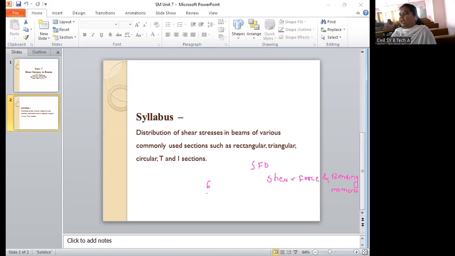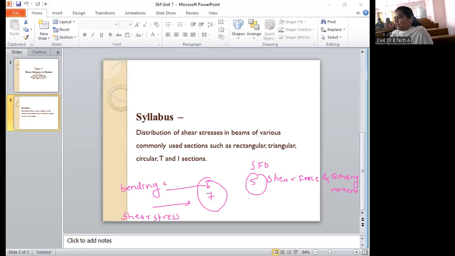So unit number 6 and unit number 7, these two units depend on unit number 5. Unit number 6 is related to bending stresses and unit number 7 is related to shear stresses in beams. Unit number 6 depends on half of unit number 5, and unit number 7 on the other half. If unit number 5 is clear, then there is not much to worry about in units 6 and 7. So please clear your concepts regarding shear force and bending moment diagrams, because these two units depend on it. In half the portion, shear force, unit number 7 depends, that is shear stresses in beam, and in the other half, bending moment, bending stresses in beam.